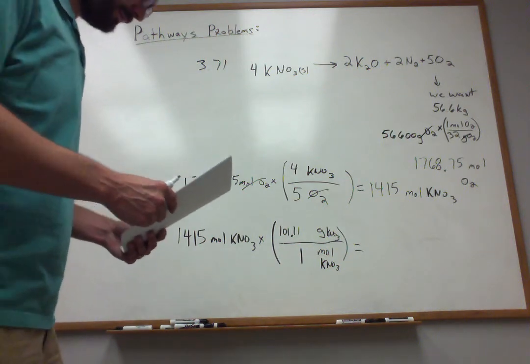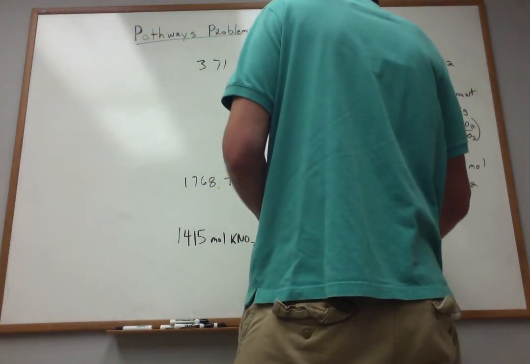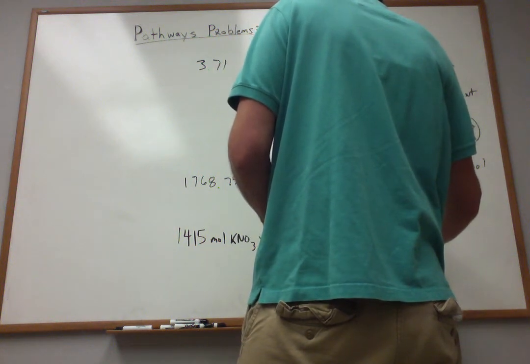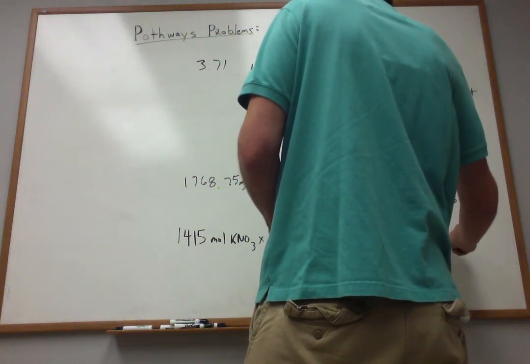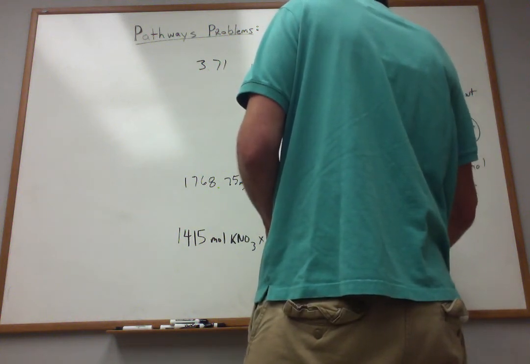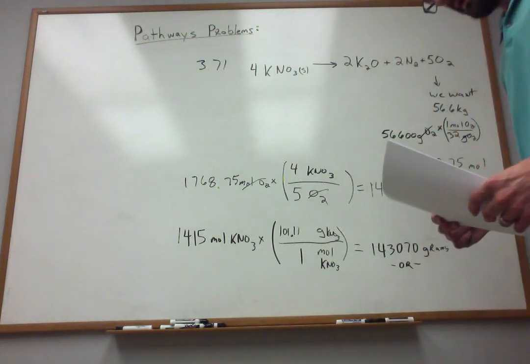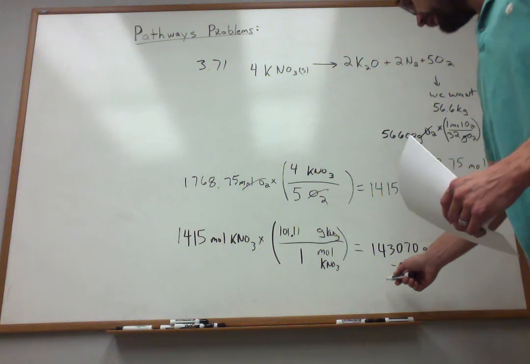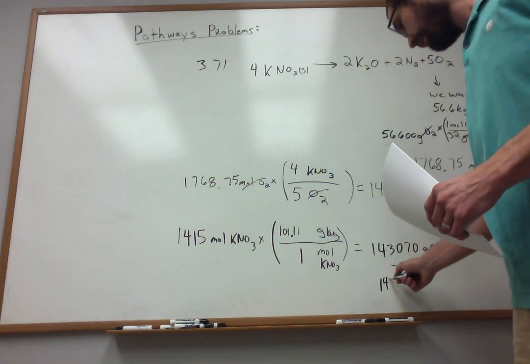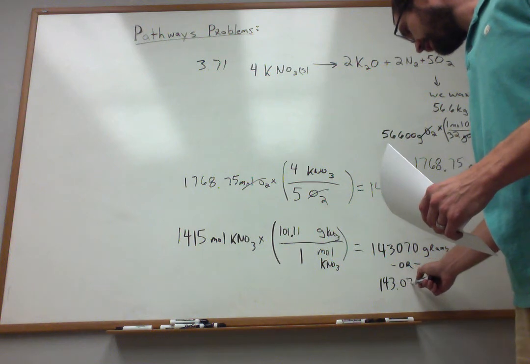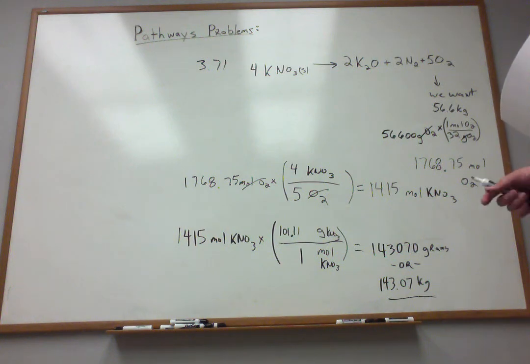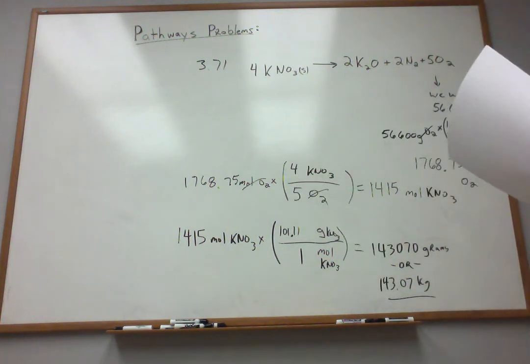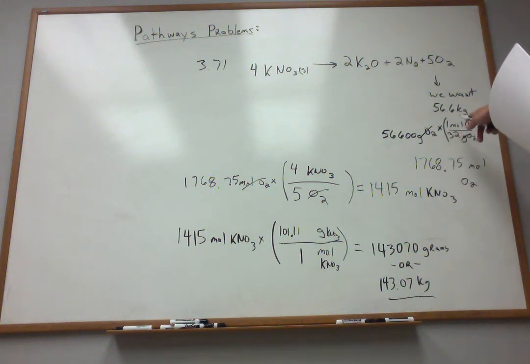So I do the calculation, and I get 143,070 grams, which corresponds to a little over 143 kilograms. 143.07. This is how much potassium nitrate is required to undergo this decomposition reaction to produce 56.6 kilograms of my oxygen.